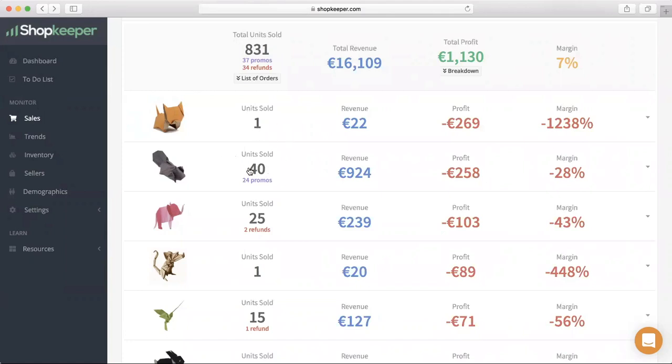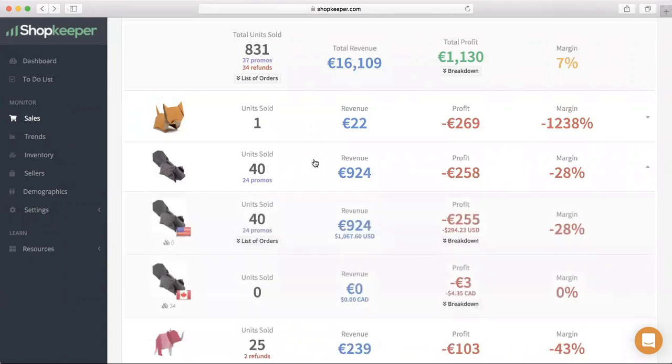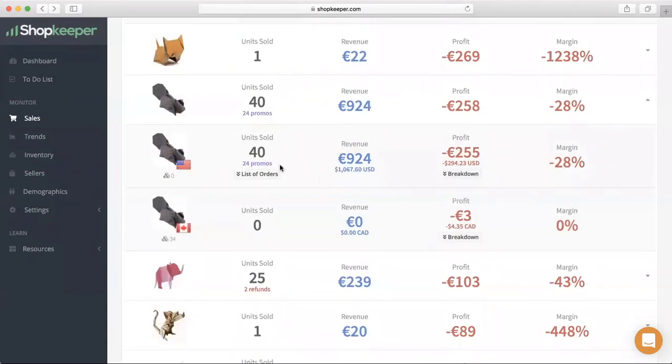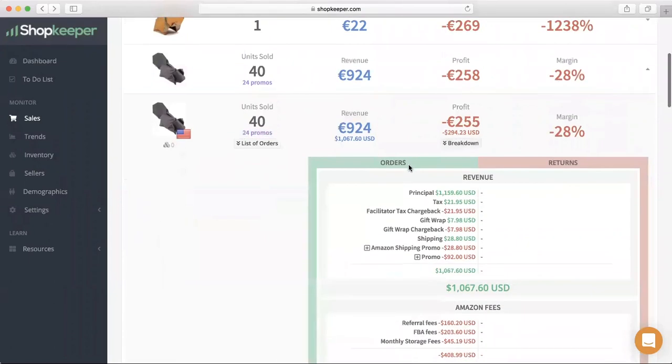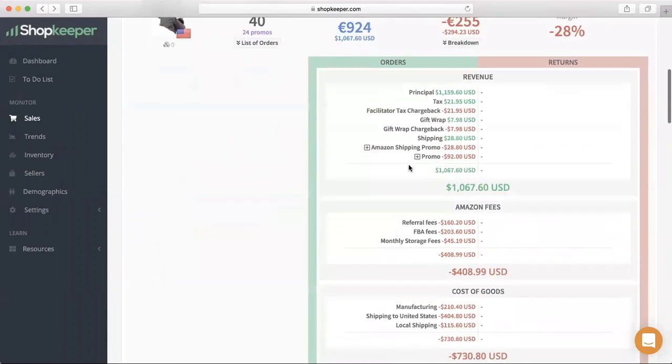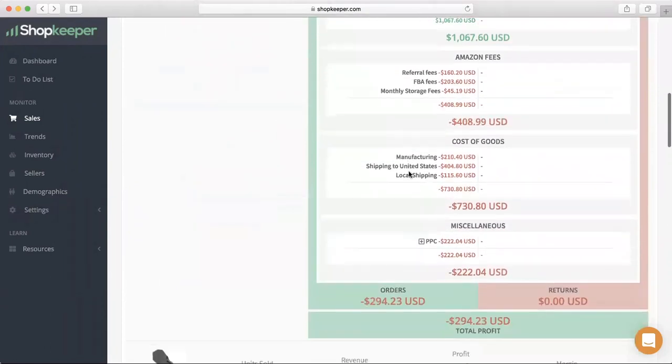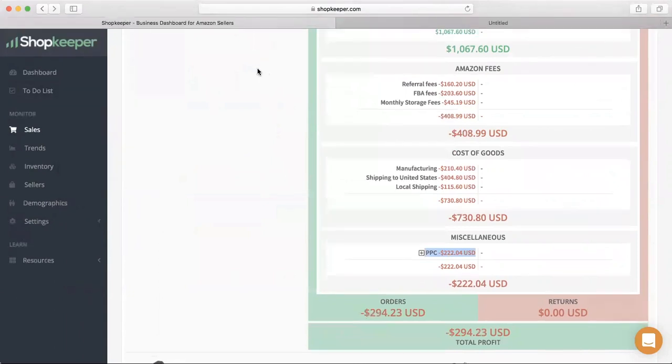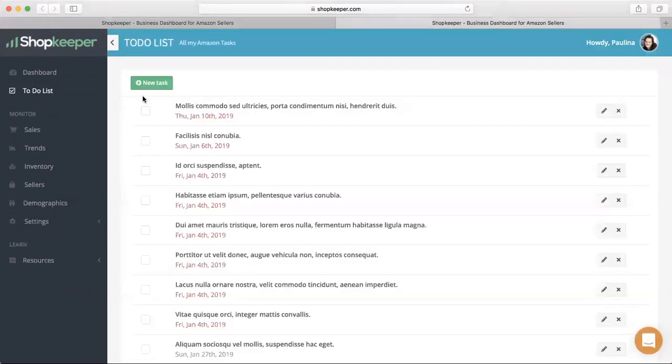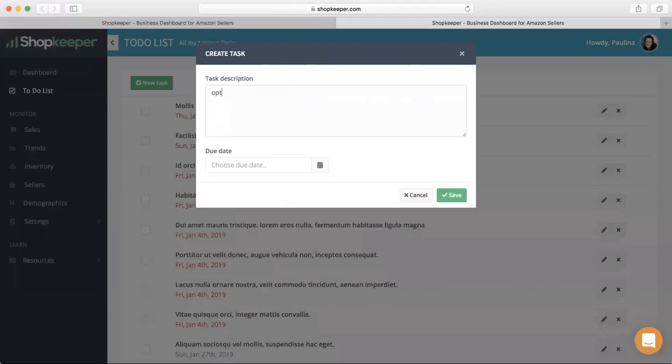So let's analyze this other one. Look, this squirrel here, there was 40 units that was sold in November. And we see that there was 24 promos and that it lost money. On the breakdown, we would try to look for the problem. Why did it lose money, right? And we see that PPC spend was very high. So there immediately is another to-do item that you could put for yourself. You could say that I need to now go and work on optimizing my PPC for the squirrel. So optimize PPC for squirrel product, right?